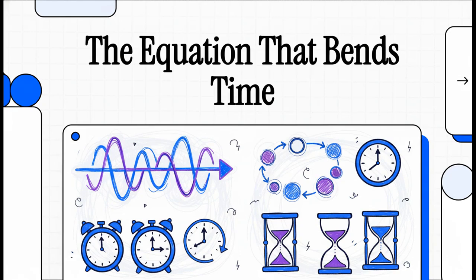All right, today we're diving into something that sounds like it's straight out of a movie, but it's actually rooted in some seriously fascinating physics. We're going to pull apart an equation that claims to explain all of electromagnetism by completely bending the rules of time. Let's get into it.